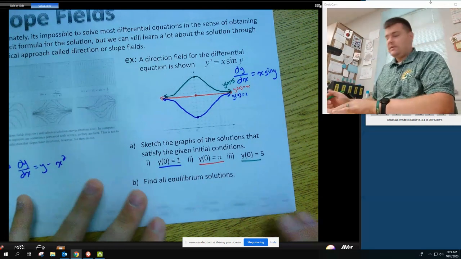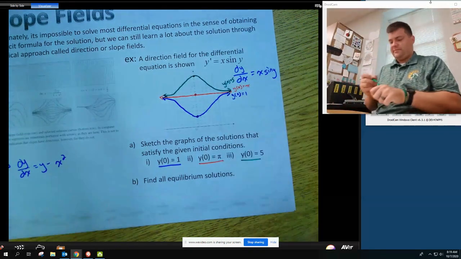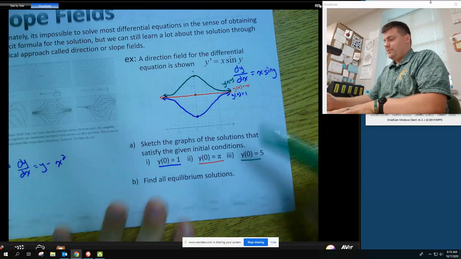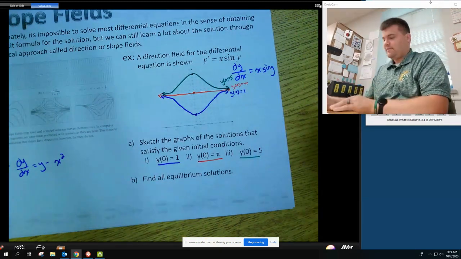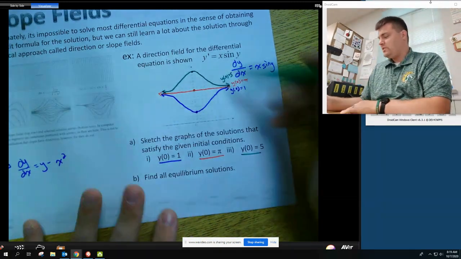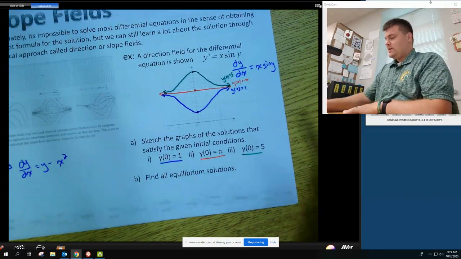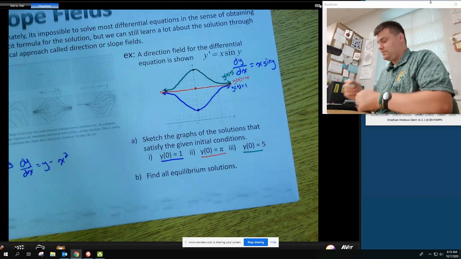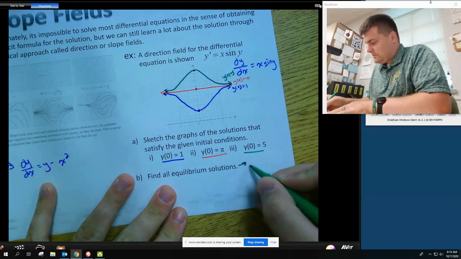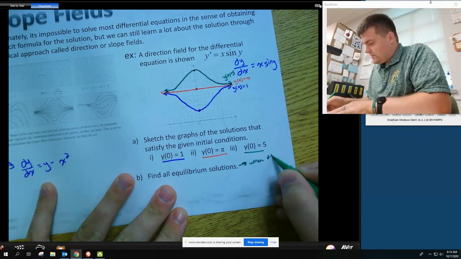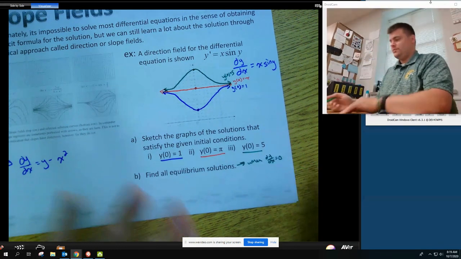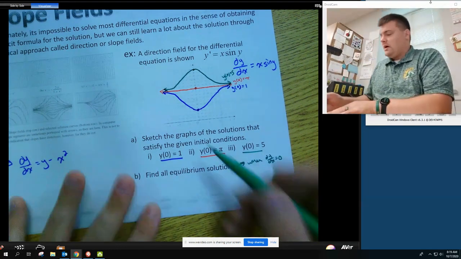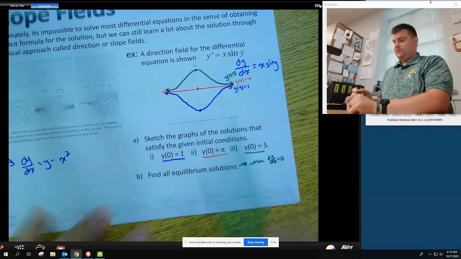Those are the different possible functions, what they would look like if you solved the differential equation given those initial conditions. Then it says to find all equilibrium solutions. Equilibrium solutions mean when the slope equals 0. We kind of already drew one: the red line is one where the slope equals 0.